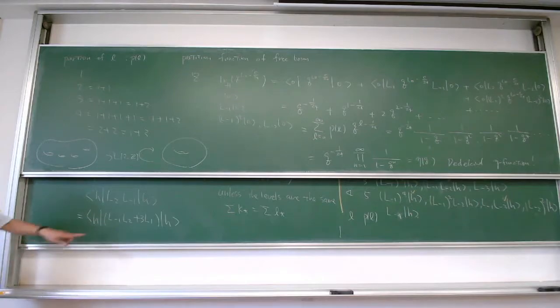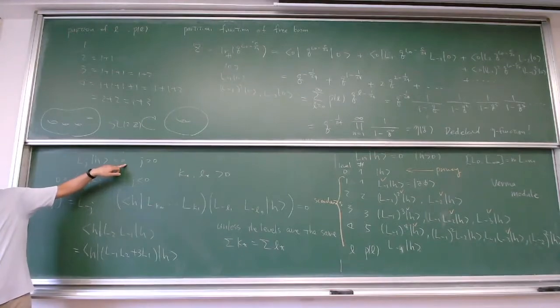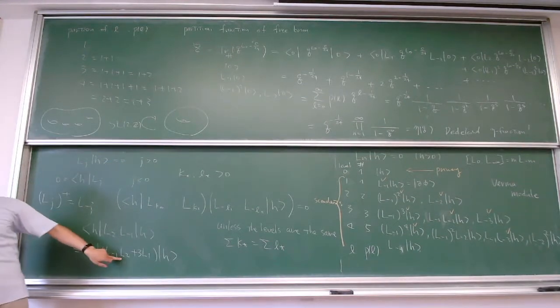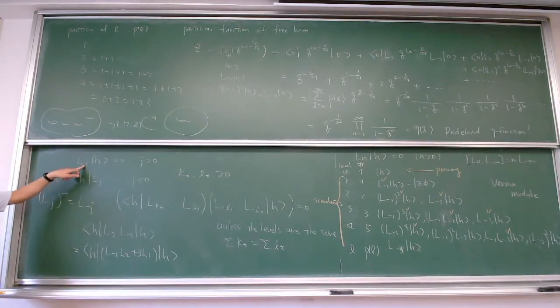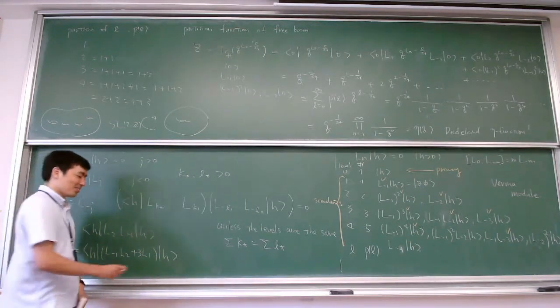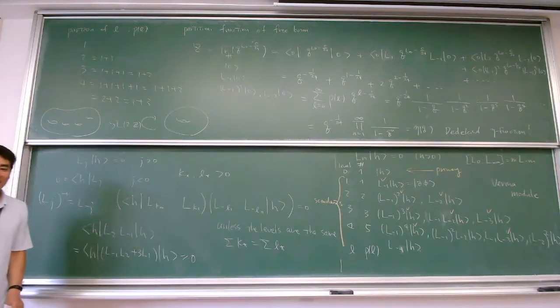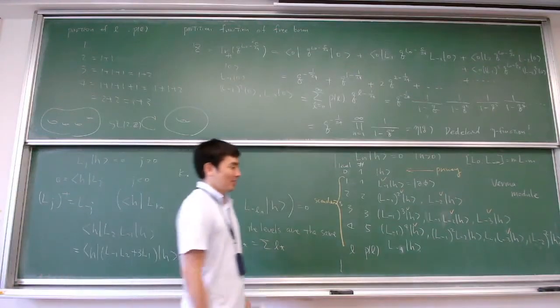So therefore, L2 acts on H is 0 because of this condition, okay? L2 acts on H is 0, right? Because J is greater than 0. And L1 acts on H is 0. So therefore this is equal to 0. You can check for other non-trivial cases by explicit calculation, and you will see why it should be the case. And you can have a proof. That's how you get the proof.